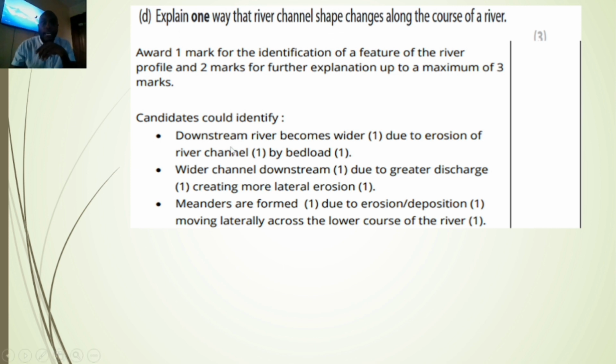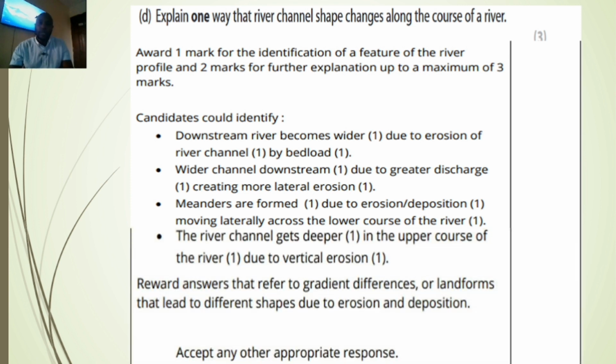You see, like this: downstream river becomes wider. Why? Due to erosion of river channel by bed load. So make sure you explain with your own words, and don't leave anything out. You're going to get your full marks. All right. Then also the last one: the river channel gets deeper in the upper course of the river due to vertical erosion. Such like that, you get your marks.